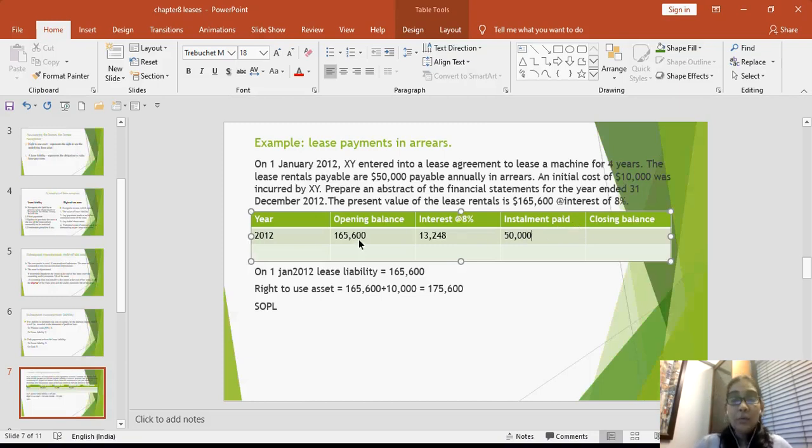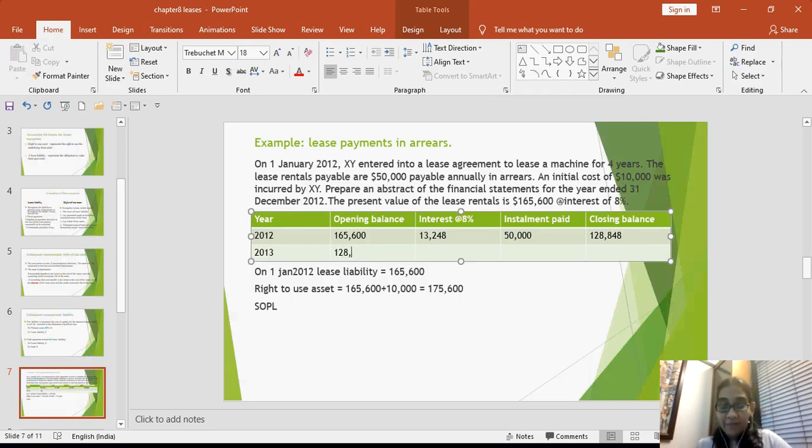So you will have an opening balance, you will add interest to it, and you will subtract the amount that you will be paying. So you will have a closing balance of 1,28,848, right? So the closing balance of 2012 will become the opening balance of 2013, right?